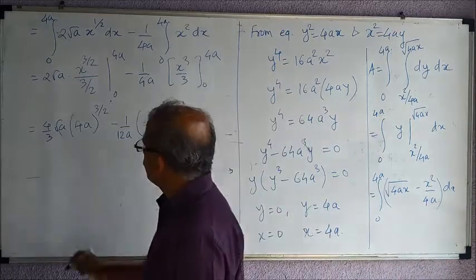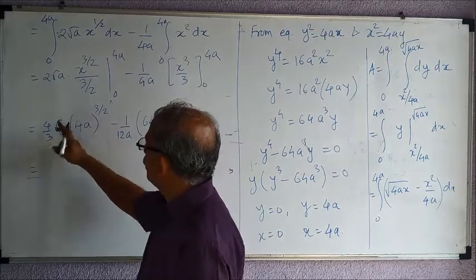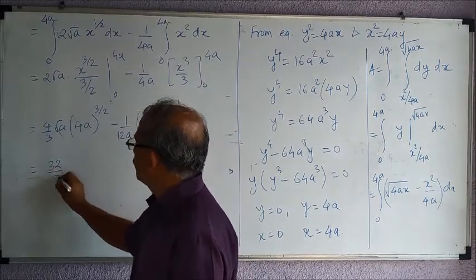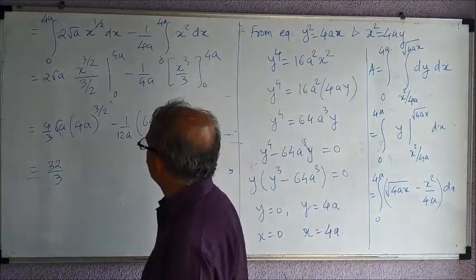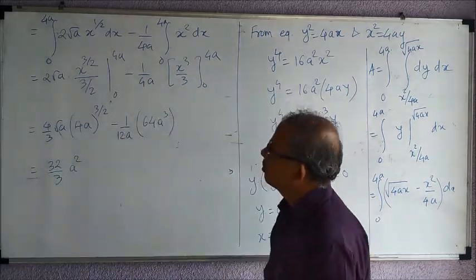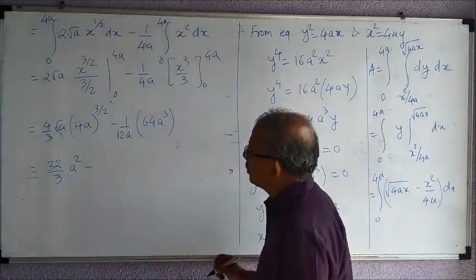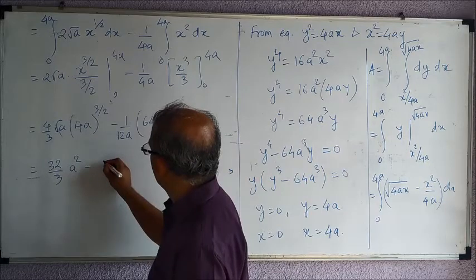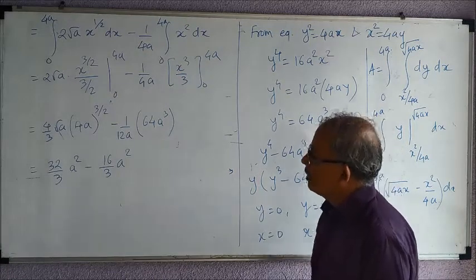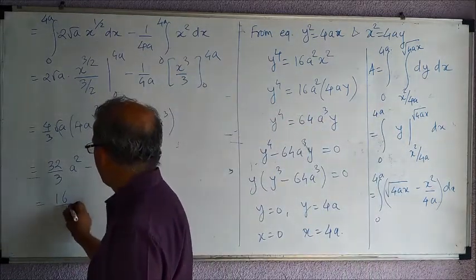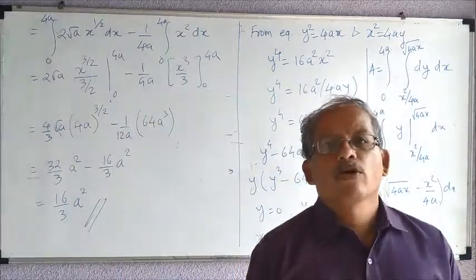Okay, so if I simplify this further, now see that this is 2 square, so 2 cube is 8, 8 into 4 is 32 by 3, and this is a to the half, so a square, minus 64 by 12, so it is 16 by 3 a square. Okay, and when I solve this it is 16 by 3 a square. So this is the area of that region that we have drawn.